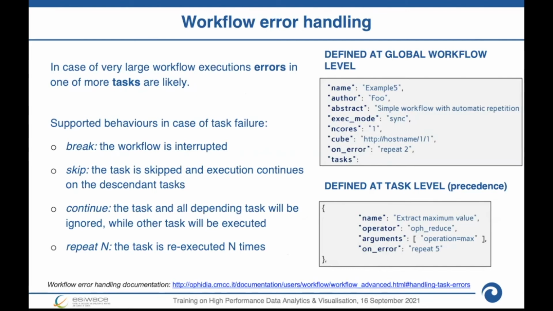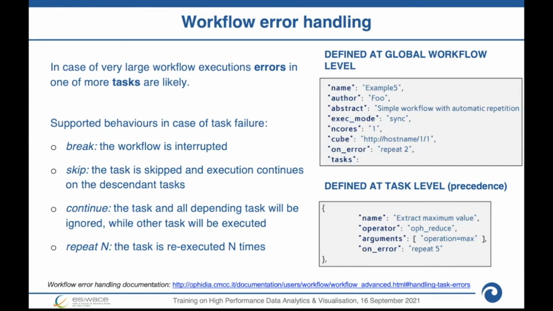As I mentioned earlier, a very useful feature to handle workflow execution, especially when these workflows are very large and complex, is the possibility to handle task failure. This is important to increase workflow resiliency, especially for workflows composed of many tasks, since otherwise one single failing task could stop the whole workflow execution. So Ophidia supports multiple behaviors, and we can see the different arguments which are defined. This allows taking different actions in case a task fails.